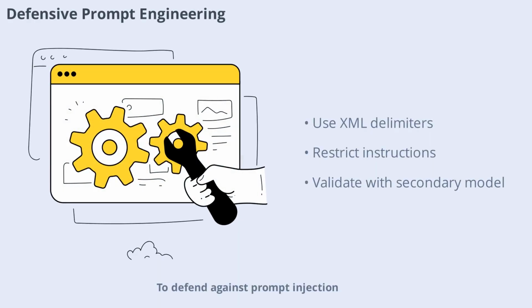To defend against prompt injection, robust prompt engineering strategies are crucial. One effective method is using clear XML delimiters to isolate untrusted data, such as wrapping user input in special tags. Another approach is to restrict the model's instructions, telling it to treat everything inside those tags as untrusted text and not to execute any commands found within. Additionally, implementing an independent validation step where a secondary lockdown model screens for adversarial phrases adds another layer of protection.